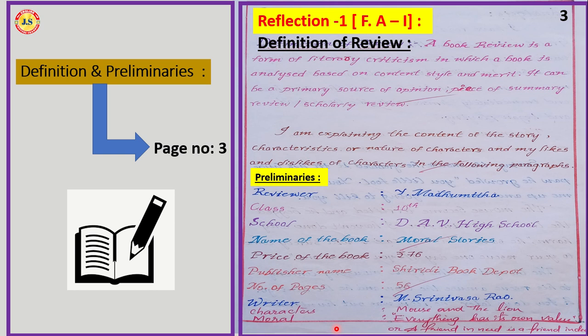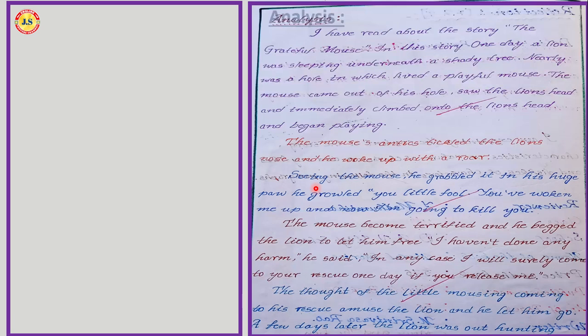So this is the third page. In the third page, first of all we have to write reflection 1, FA1. Then after that, the definition of review. After writing the definition of review, you can write preliminaries. So here if it is not enough, then you can go to the next page also. Preliminary information you can write on another page also, that is your wish. Now let us switch over to the other page.